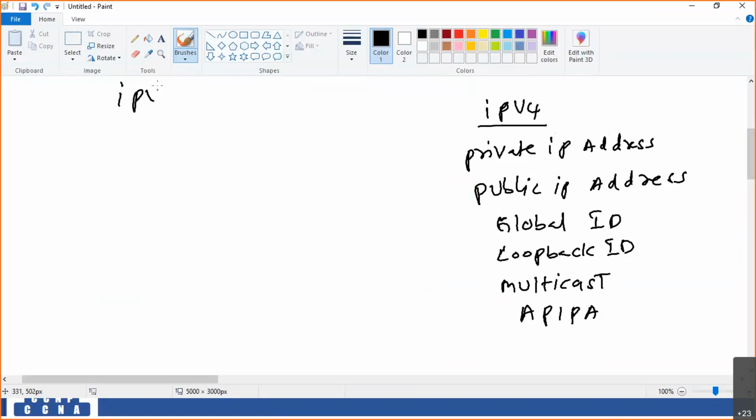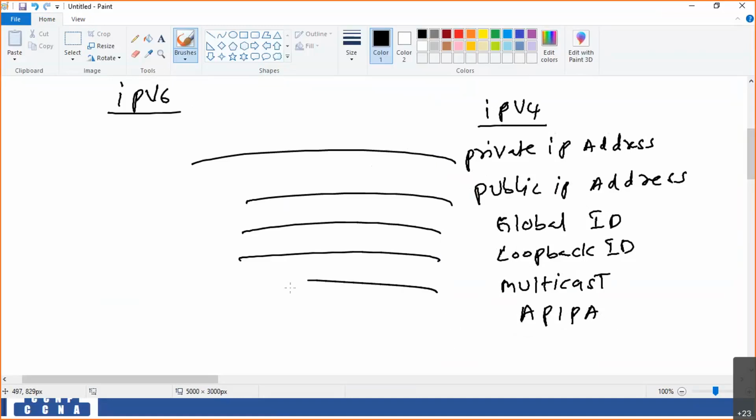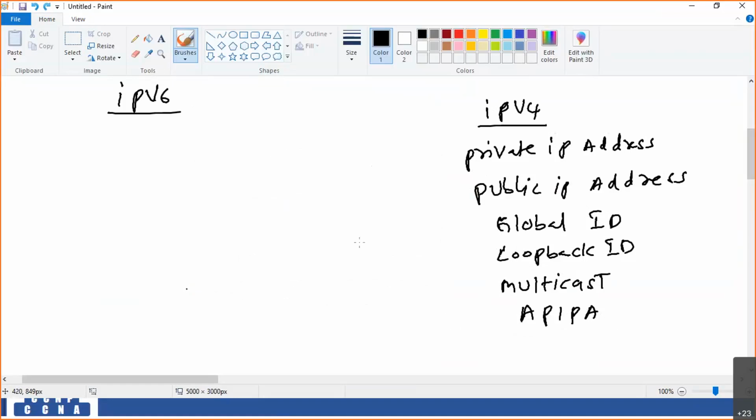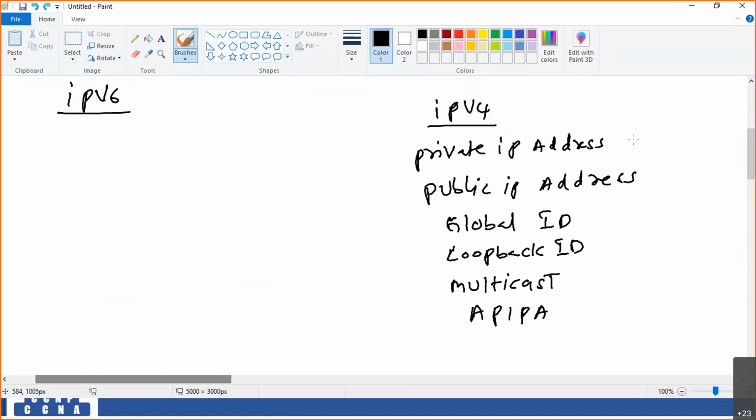In IPv6, what about IPv6? Yes, in IPv6 also we have private IP address, public IP address, global ID, loopback ID, multicast, and APIPA. But the names are different. So we know the range of private IP addresses, right? For class A, class B, class C. Other than private IP addresses, all the remaining are public IP addresses. Global ID is 0.0.0.0. Loopback ID is 127. Multicast is 224. We have certain ranges there, right?